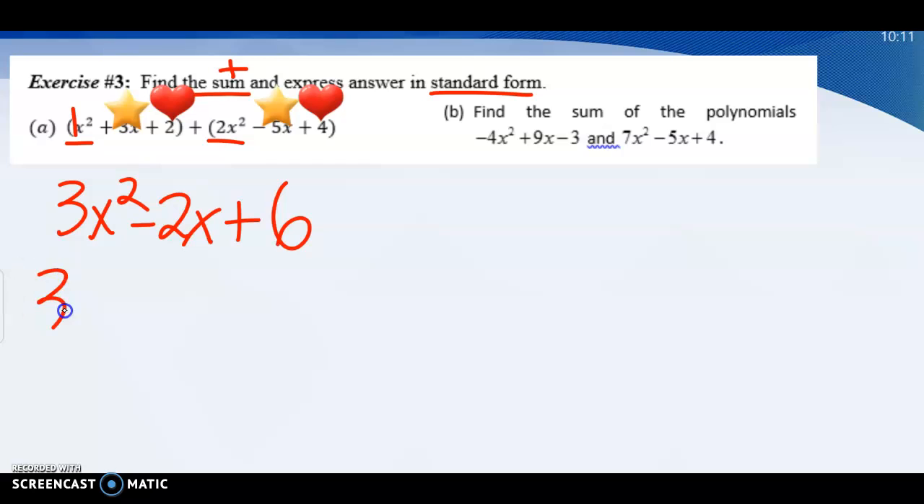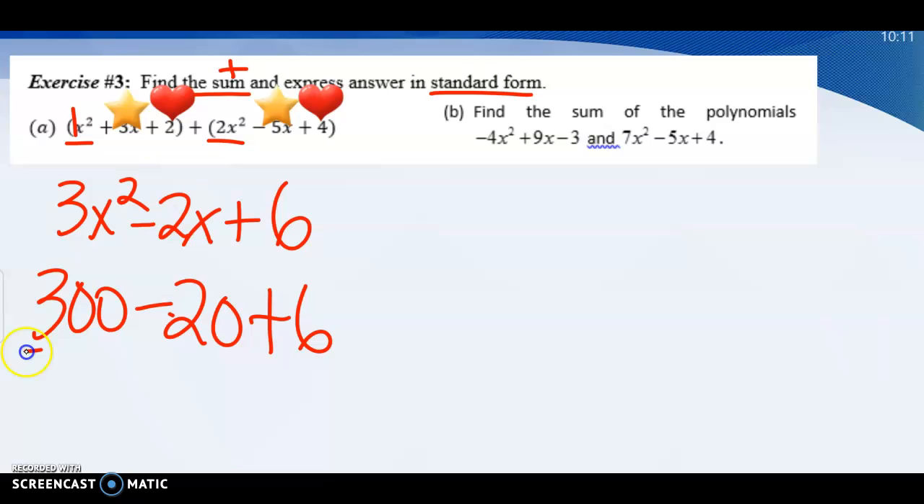Think of this as 300 minus 20 plus 6, right? Where each is in a different place value. Now, not the answer, because we don't know if x is 10, but that's what we're kind of getting to, the point to. All right.